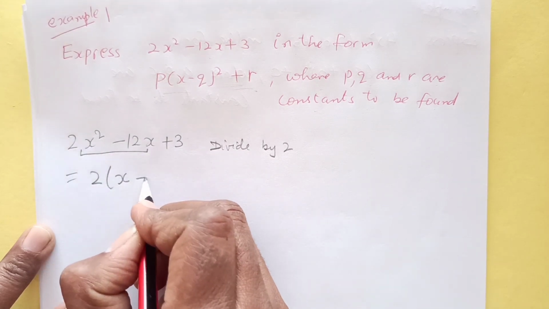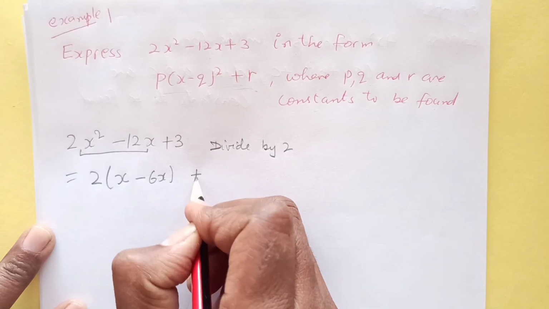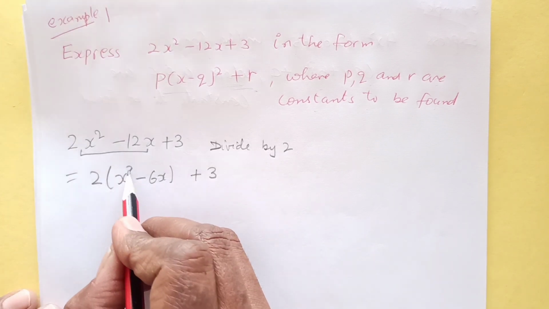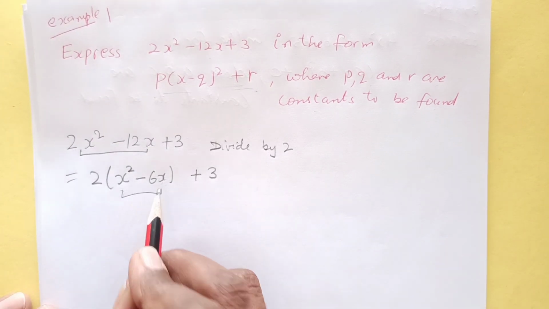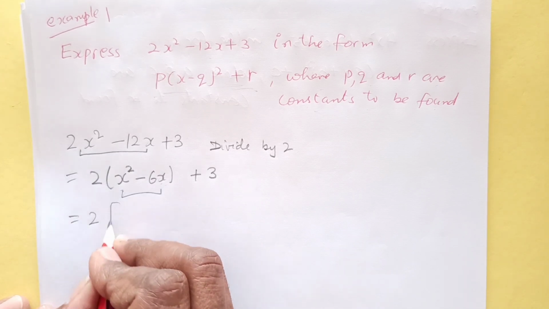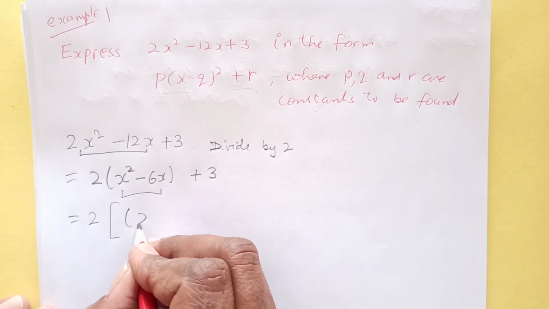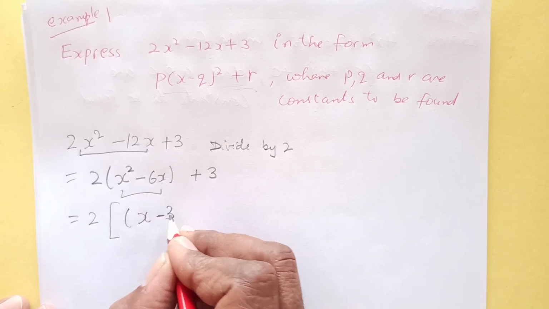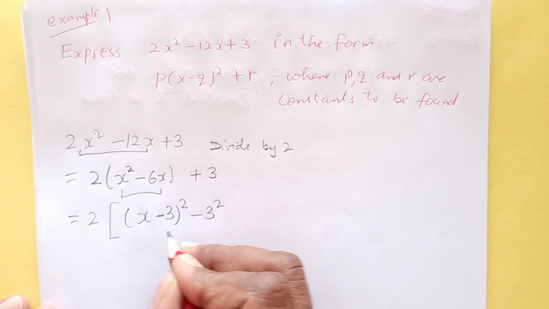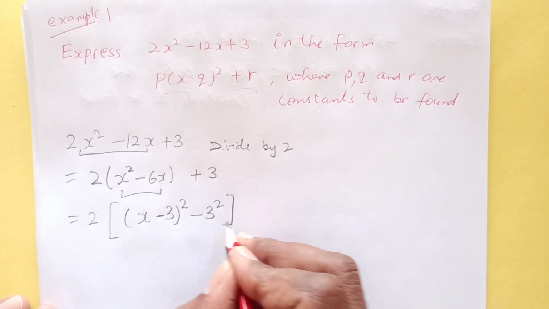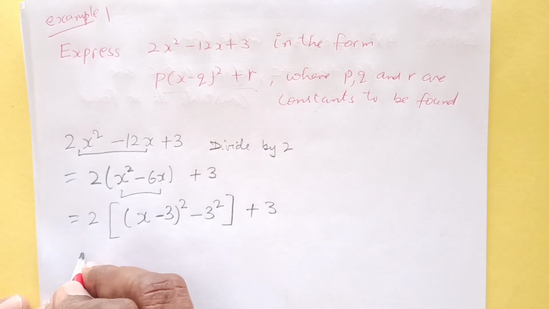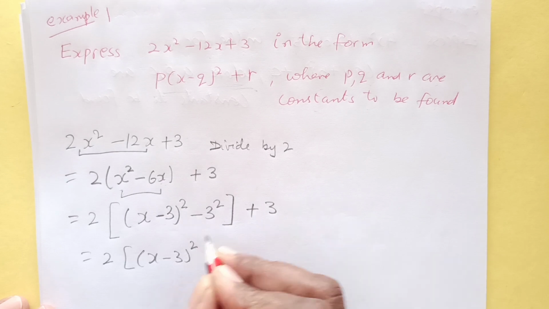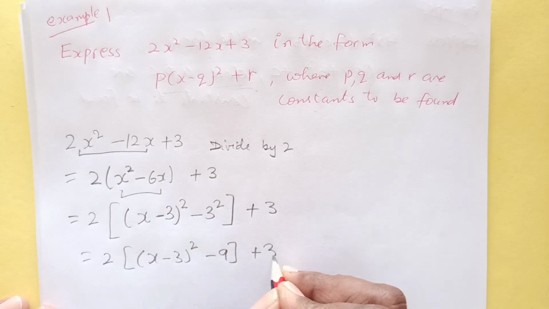So x minus 6x plus 3 is outside. Now we are going to deal with only these two terms by the same method. So we have to put a bigger bracket here. X, because there is a minus, so we will now have minus half of this, which is 3 squared, minus 3 squared, because we have written here 3 squared, so plus 3 is already there. So now it is going to be x minus 3 squared minus 9 plus 3.